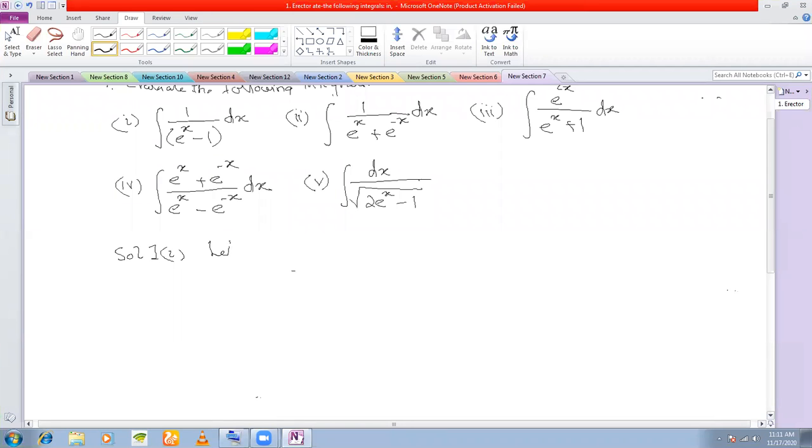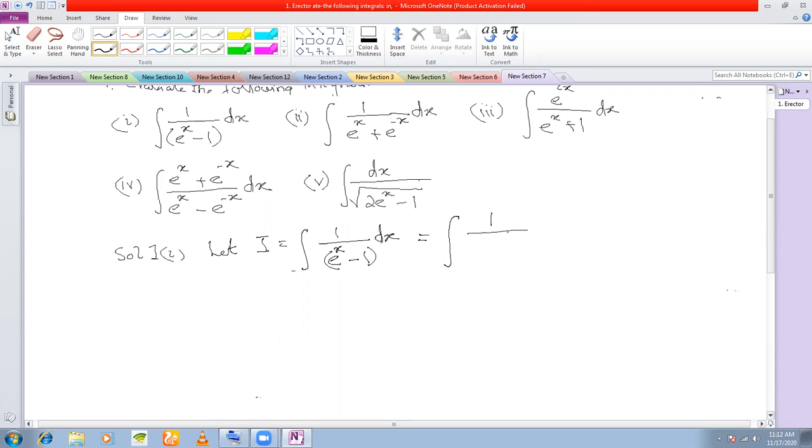Let I is equal to integral 1 by e to the power of x minus 1 dx. Now whenever you get an integral of this kind, where the expression does not contain anything apart from e to the power of x, always try to get an e to the power of x in the numerator and denominator. That will be very helpful. In this integral, you have e to the power of x only in the denominator. We try to bring e to the power of x in the numerator also. How can it be done?